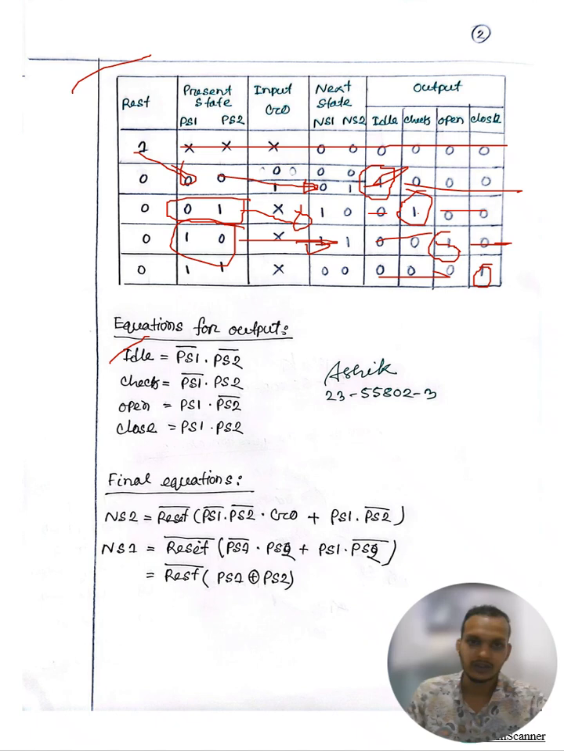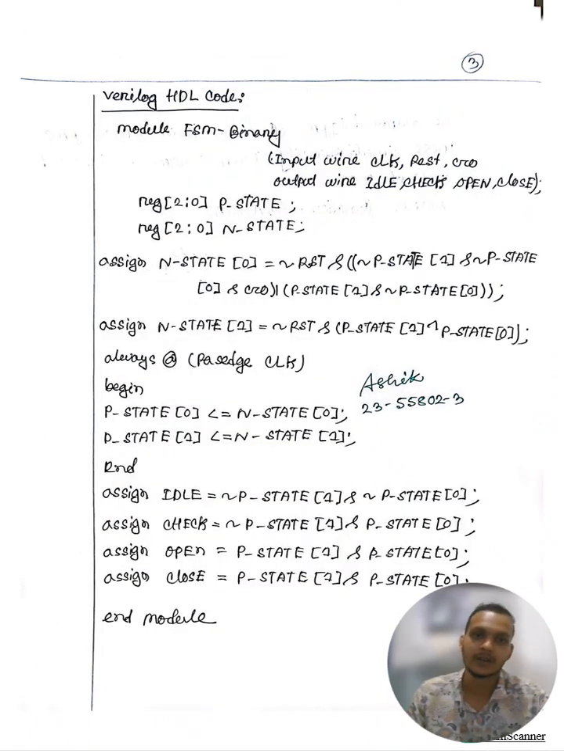And last but not the least, close the gate, and this output, input 1 on. 1 on means PS1 and PS2. And the final equation NS2: rest bar into PS1 PS2 bar dot go plus PS1 into PS2 bar. For NS2, here rest is the common point. For that, we get the common, and we will get rest bar and PS1 exclusive-OR PS2. This is our Verilog HDL code to solve the system.